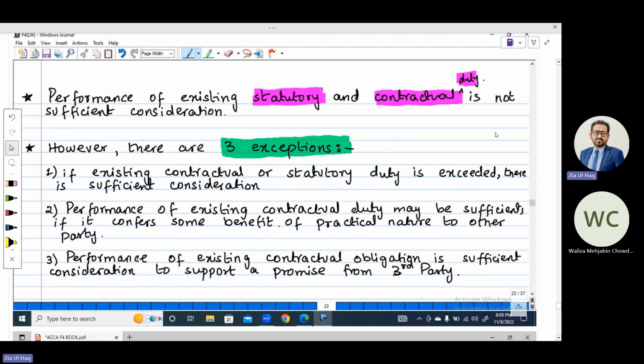Performance of an existing statutory and contractual duty is not considered as consideration, but there are some exceptions. If an existing contractual or statutory duty is exceeded, there is sufficient consideration, and they can claim extra. Performance of an existing contractual duty may be sufficient if it confers some benefit of a practical nature to the other party. If the other party is receiving some benefit from your normal act, you can ask for something extra because he got something extra due to your normal work. This means there is consideration.